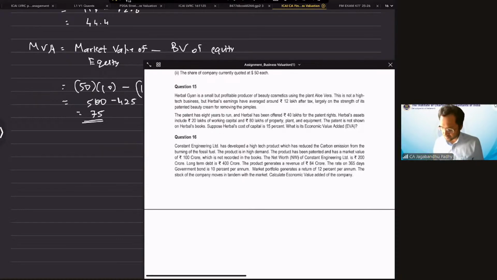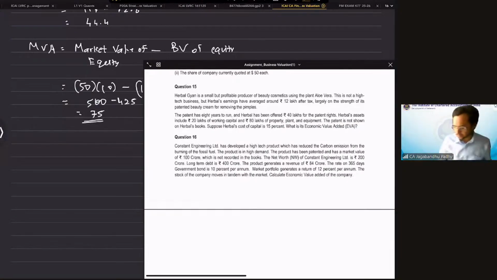Herbal Gyan is a small but profitable producer of beauty cosmetics using the plant aloe vera. This is not a high-tech business, but Herbal's earnings have averaged around 12 lakh after tax, largely on the strength of a patented beauty cream for removing pimples. The patent has 8 years to run. Herbal has been offered 40 lakhs for the patent rights. Herbal's assets include 20 lakhs of working capital and 80 lakhs of property, so 100 lakhs of capital investment. The patent is not shown on Herbal's books. Herbal's cost of capital is 15%. What is your economic value added?